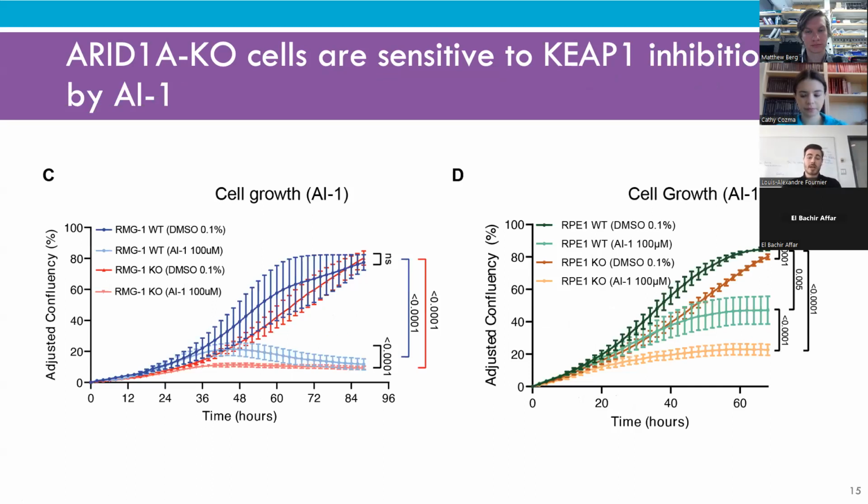In addition to the RNAi data, I also used small molecule inhibitors of KEAP1, one of which was called AI1. As you can see from this IncuCyte data, ARID1A knockout cell growth was impaired by AI1 inhibition. On the left, I'm showing data from our RMG1 pair, and on the right from the RP1 isogenic pair. The knockout cells are shown here in red or orange. And as you can see, AI1 inhibition resulted in more significant growth defects in the ARID1A knockout cells.